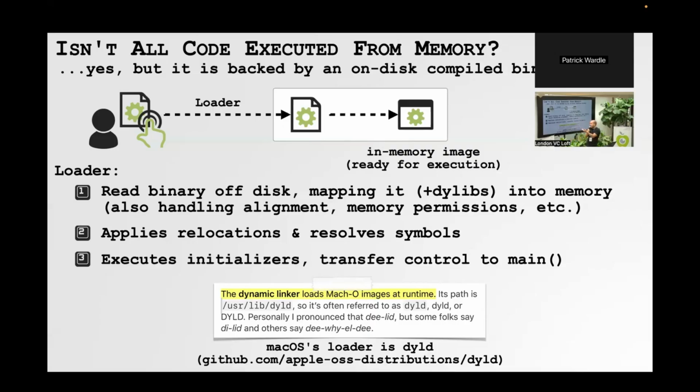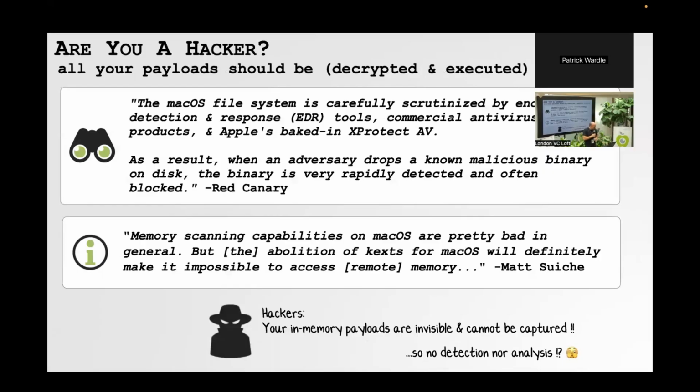So these are some of the steps that are involved, and it's actually super, super involved. DYLD is open source, but it is thousands of lines of code. And again, this is all because an on-disk binary and an in-memory binary are totally different. But at the end of the day, the binary is copied into memory and it runs from memory. So that's an important point to make as well.